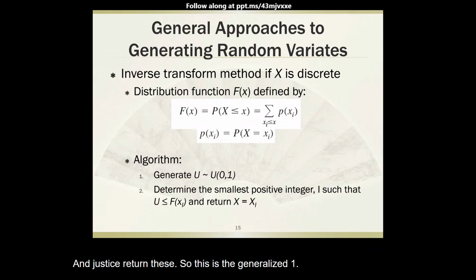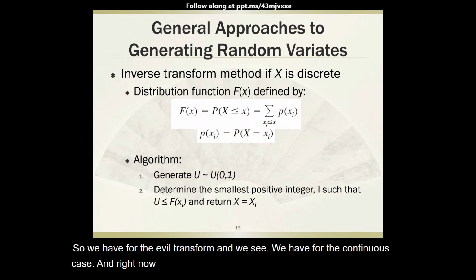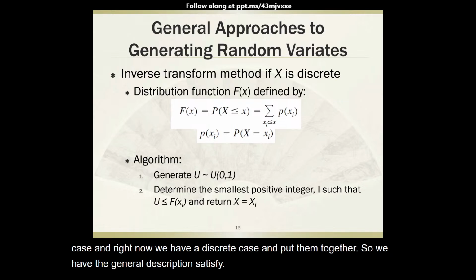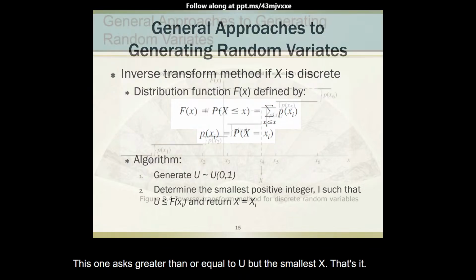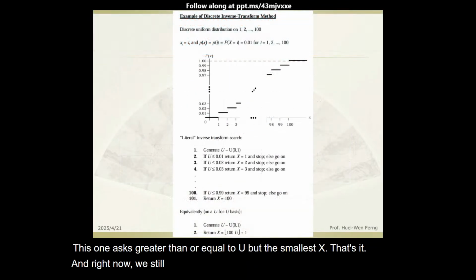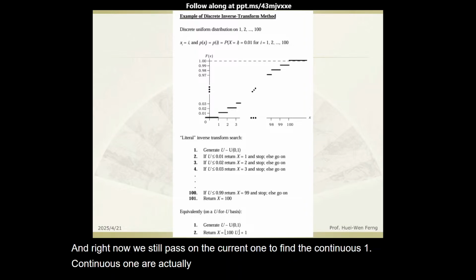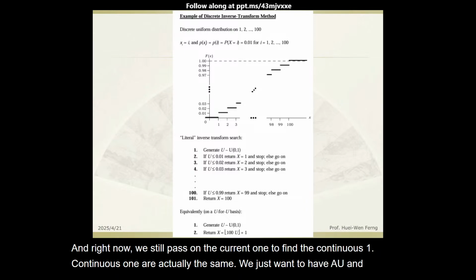So we have the inverse transform, and previously we had the continuous case, and right now we have a discrete case. Put them together, and we have the general description satisfying this one: F of X greater than or equal to U, but the smallest X. That's it. And right now, we still pass on the current one to find the continuous one. Continuous ones are actually the same. We just want to have a U, and we have the corresponding point.